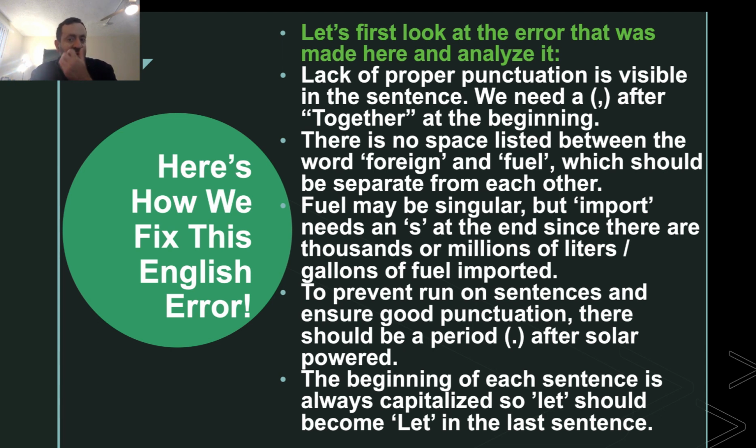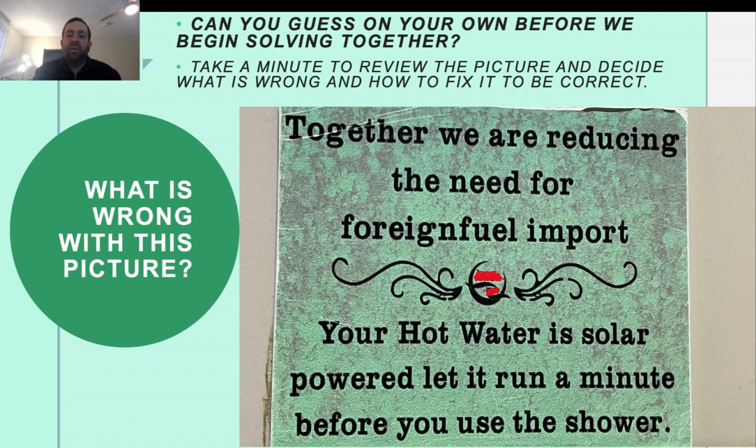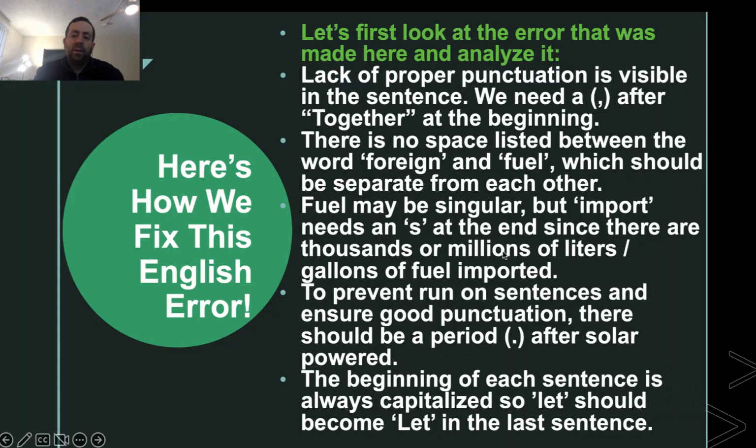And then the next error is there is no space between the word foreign and fuel. You can't put foreign fuel together. You have to separate them. So foreign and fuel should be separate from each other. So together, we are reducing the need for foreign fuel. All right, sounds a little bit better. We put a proverbial space there when we fix it.